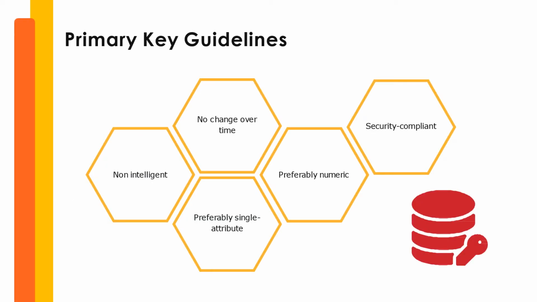Now, in selecting a primary key, make sure that we are following these guidelines. First, they are non-intelligent. You don't need to think a lot about your chosen primary key. It should not change over time. Preferably just a single attribute, because having composite primary keys can be burdensome. And preferably it is numeric so that you can apply some manipulations on your primary key. And of course, it should be security compliant. You do not want to select a primary key that is easily distinguishable or easily hackable by other people.